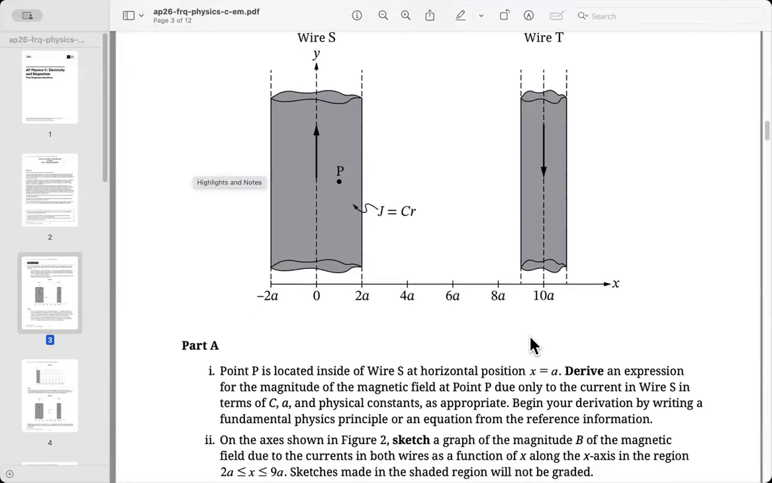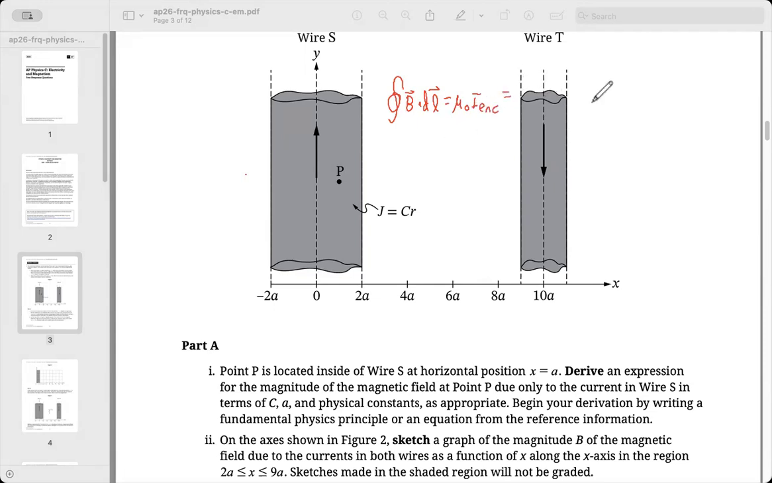So part one, we can go ahead and start that one. It says derive an expression for the magnetic field at point P due only to the current in wire S. That's not too bad. We have to start by using Ampere's law. Because this is a cylinder, Ampere's law actually works really well. So this is what it looks like.